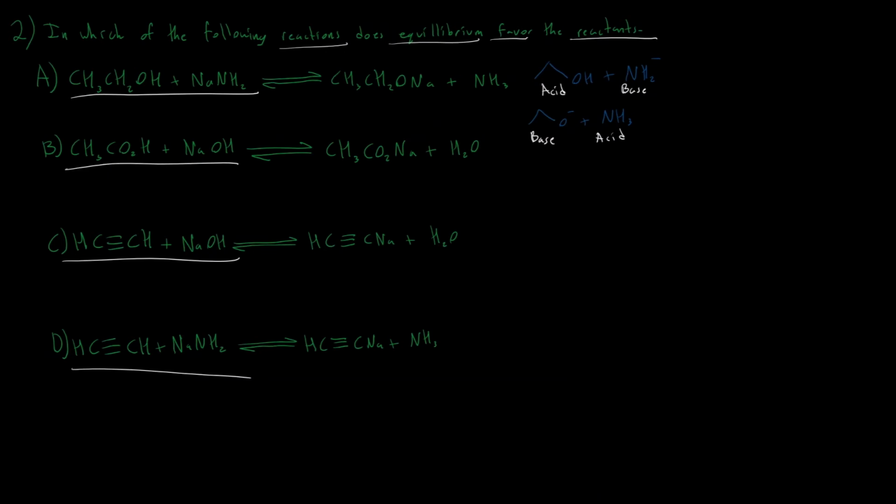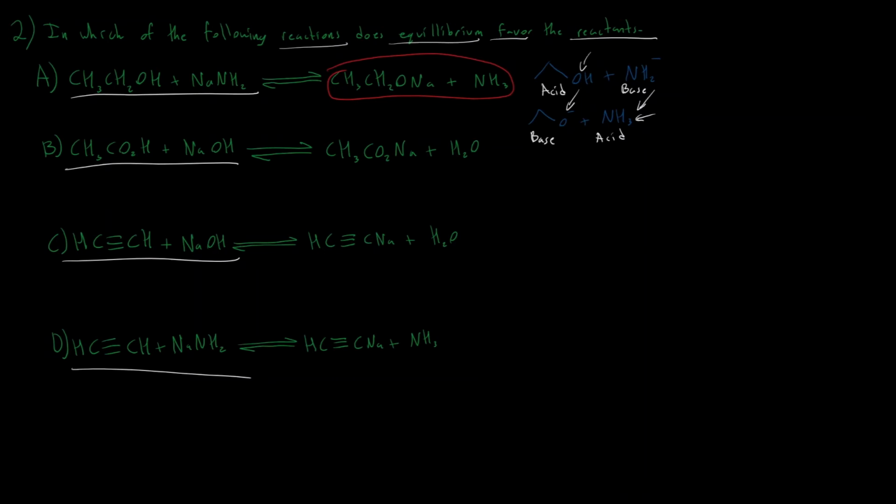And we need to take the opposite side, because the side with the stronger acid is more likely to release its hydrogen, producing something on the other side, right? So we have an OH here. It's a stronger acid than NH3 because oxygen is more electronegative. Therefore, the O is more likely to release its hydrogen, becoming O minus, and the NH2 minus is more likely to accept that hydrogen than release it, forming NH3. Therefore, in this equation, the product side is favored. So this isn't the answer.